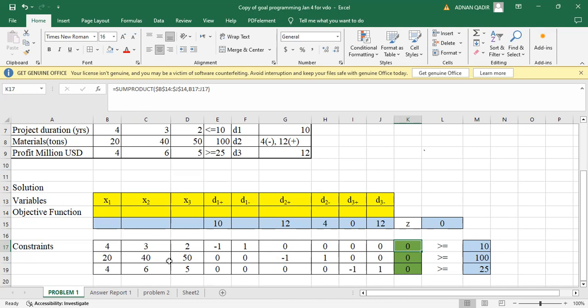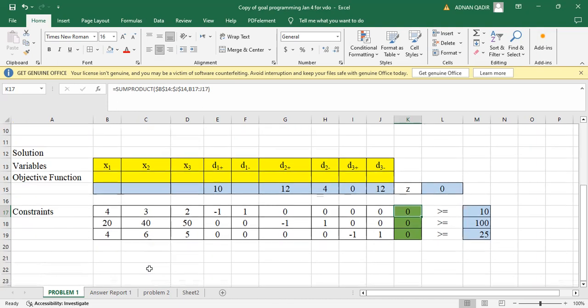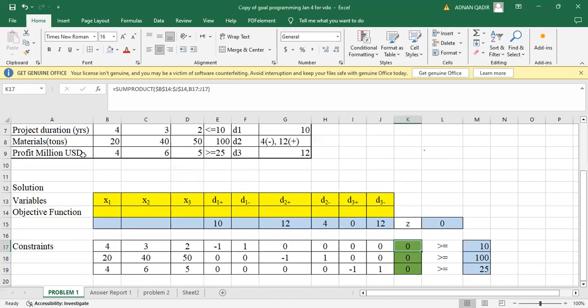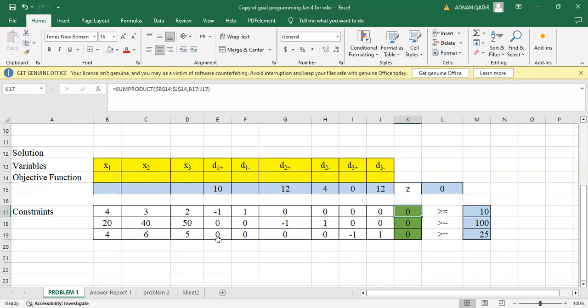Similarly, 20, 40, 50. Since this is D2, we write 0 for both of the others, and we'll have a negative coefficient again for plus and a positive coefficient for minus, and again D3 is 0 because this is constraint number 2. For constraint number 3, we'll have the coefficients 4, 6, and 5. Now D1 and D2 will both be 0, while D3 plus and minus will be this one. So these are the constraints.